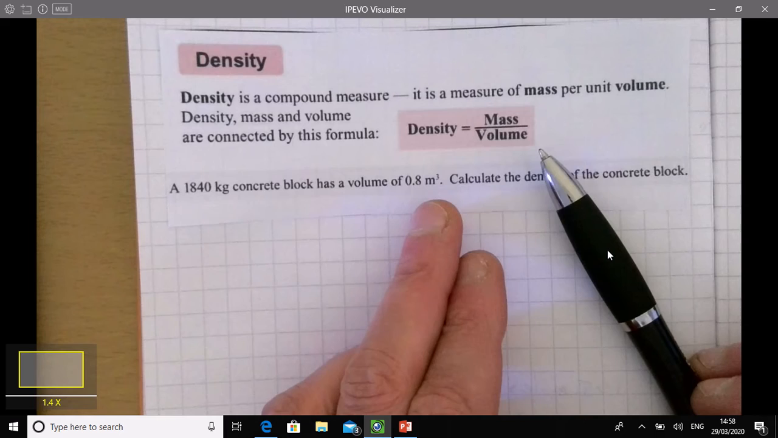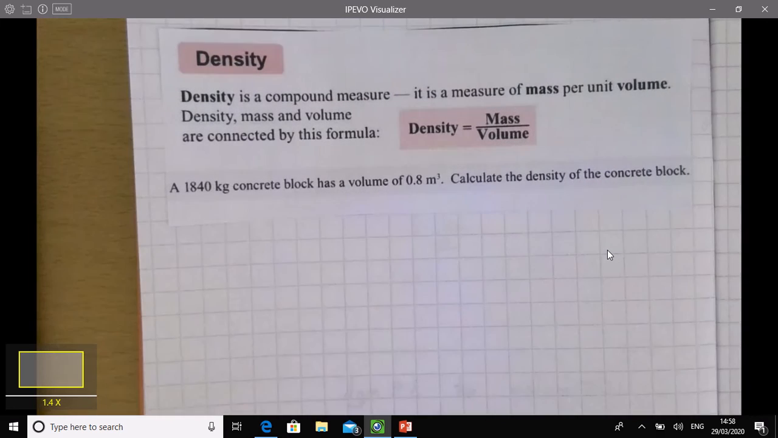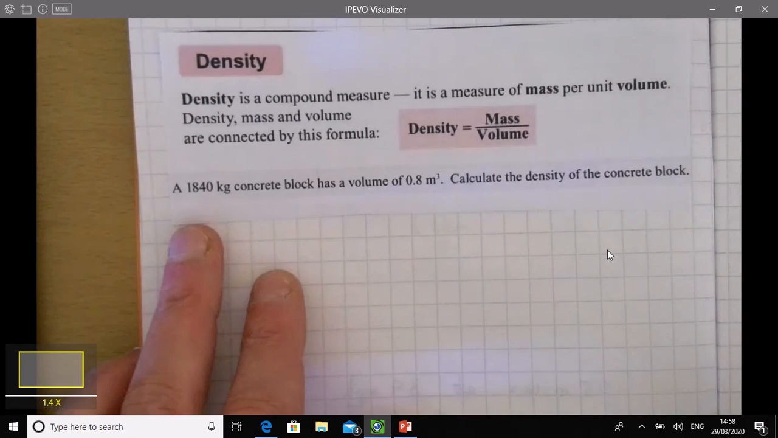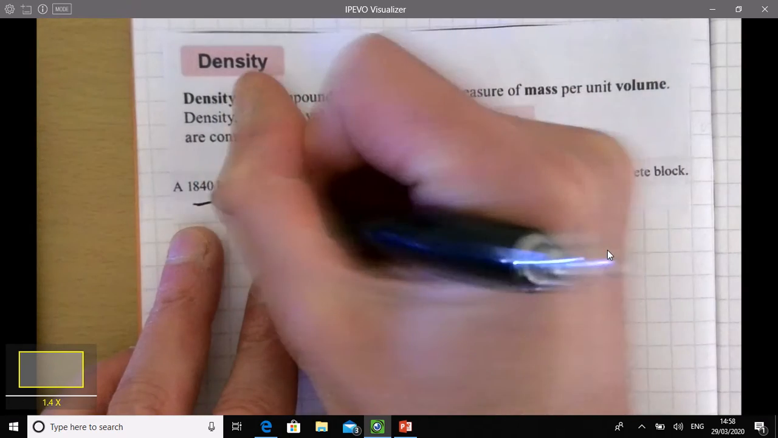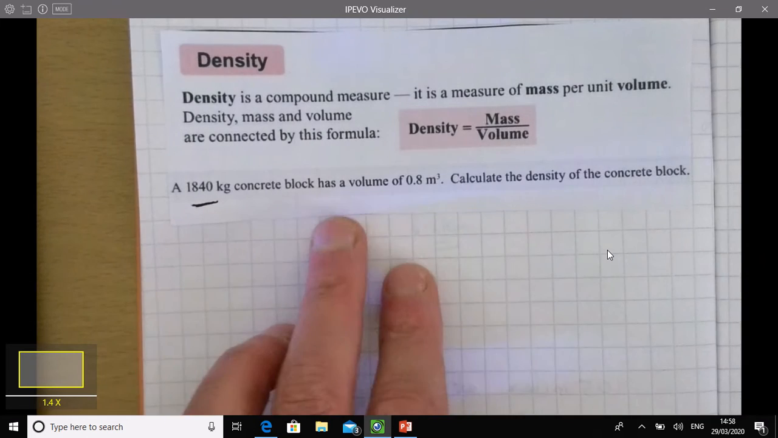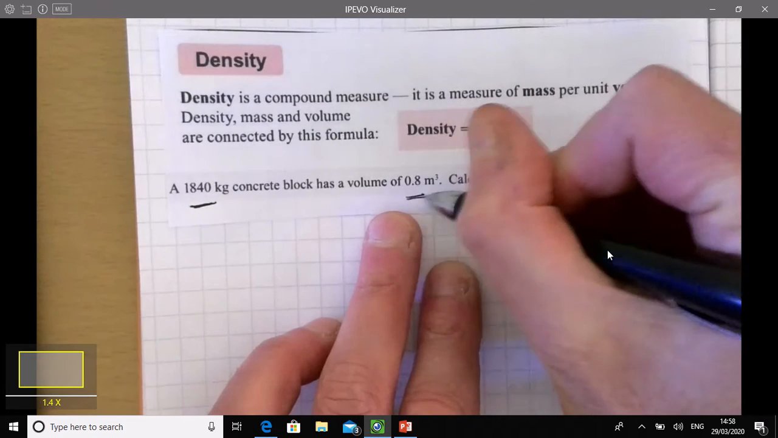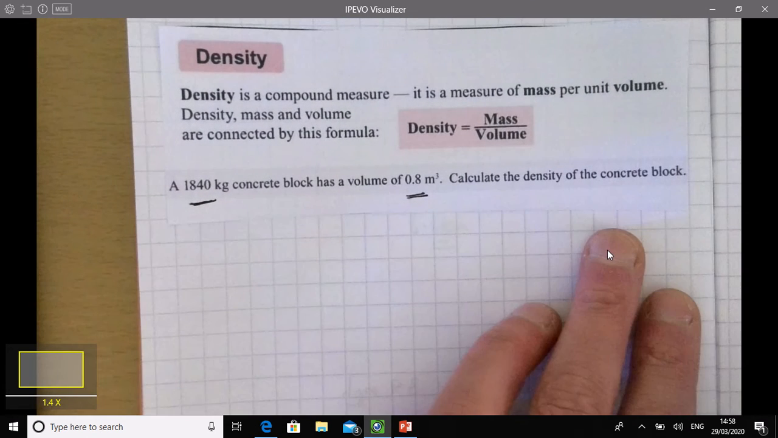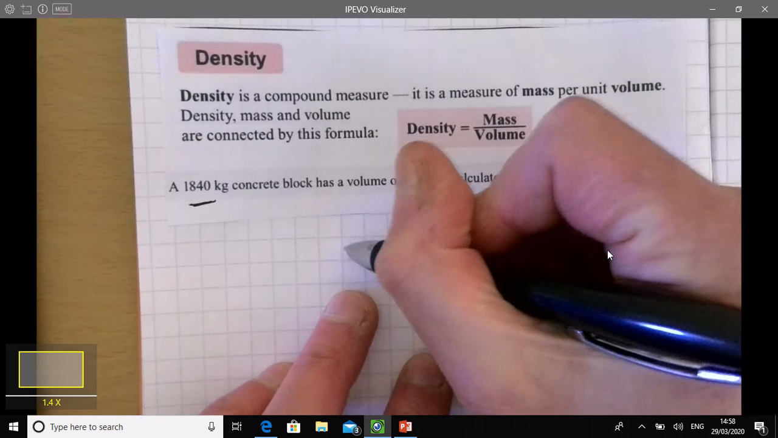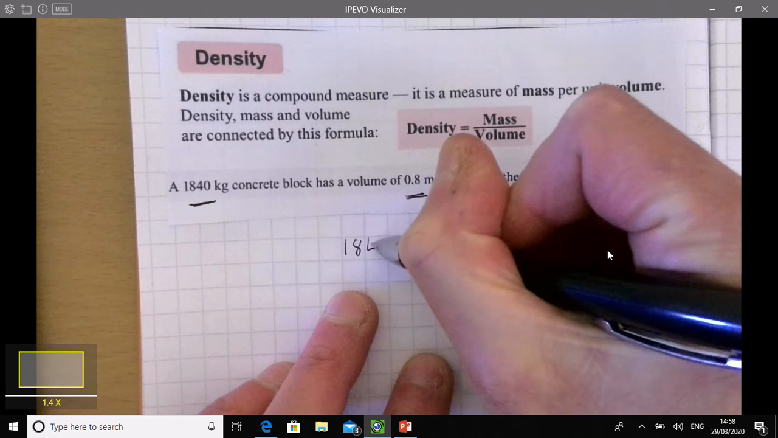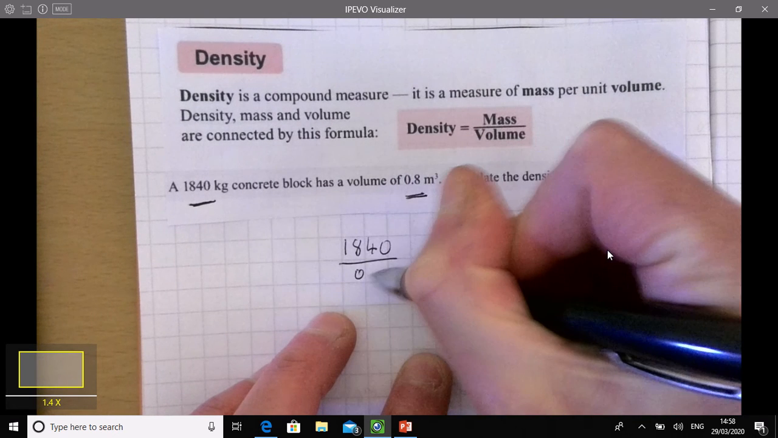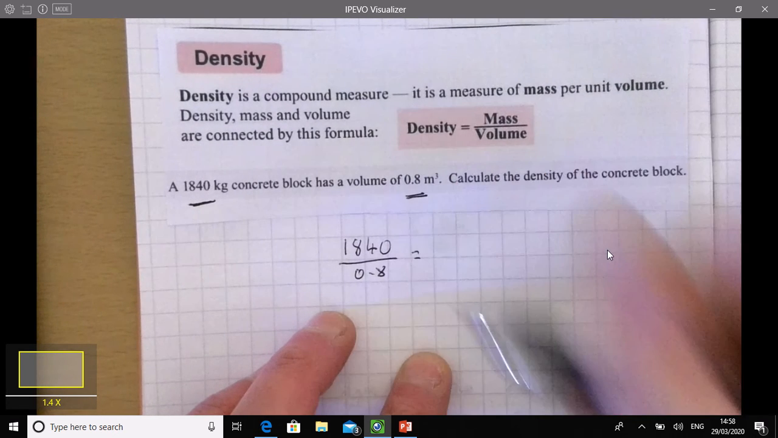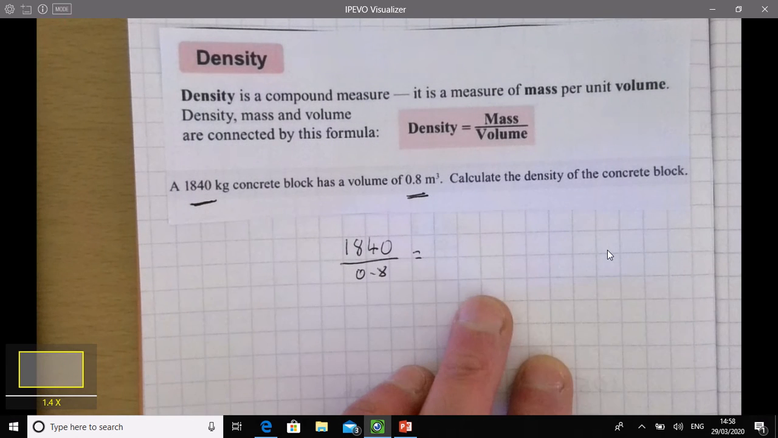If we have this in front of us, then any calculation should be pretty straightforward. So we've got a mass on this question, and we've got a volume. Calculate the density of the concrete block. So density equals mass over volume. So literally all you need to do is just do that there. You pop it into your calculator.